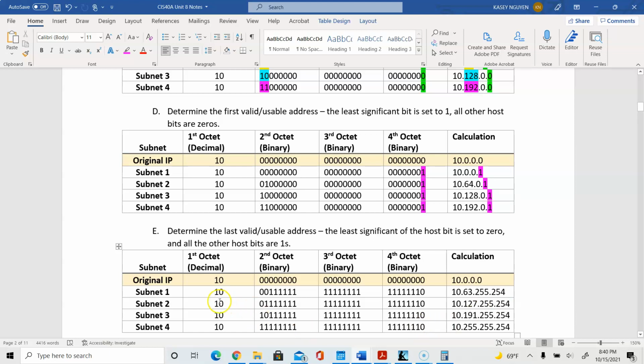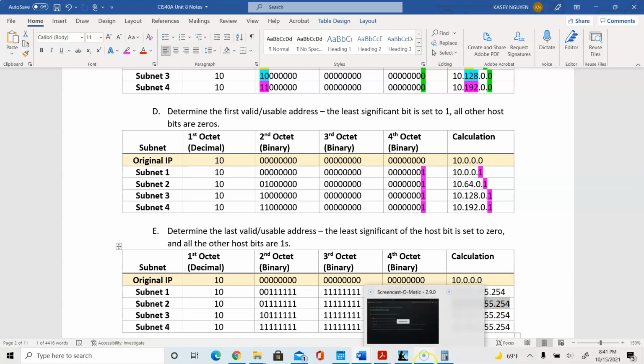So again, for subnet 2, we're going to keep the borrow bits the same. We're going to change everything to 1s, and then make sure that the last bit on the right is 0, which gives you 10.127.255.254. If you take each octet and put it into your programming calculator as binary, you should be able to find the decimal value that represents your IP address.